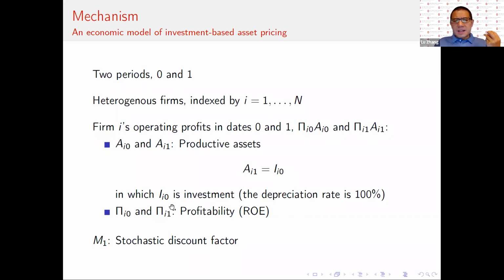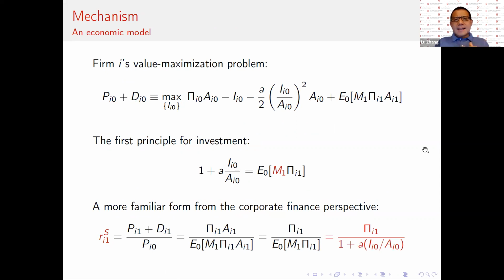And for simplicity, we assume that the depreciation rate is 100%, or it can be anything between 0 and 1. The basic results won't change because we only derive directional predictions out of this simple model. And M1 is the stochastic discount factor. So firm i's value maximization problem is fairly standard; you will see it in any textbook in first-year macroeconomics, or corporate finance, for example.